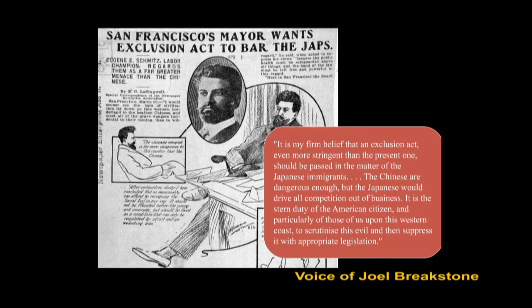This shows an excerpt from a newspaper article that says, "It's my firm belief that an exclusion act even more stringent than the present one should be passed in the matter of the Japanese immigrants. The Chinese are dangerous enough, but the Japanese would drive all competition out of business. It is the stern duty of the American citizen, particularly of those of us upon this western coast, to scrutinize this evil and then suppress it with appropriate legislation."